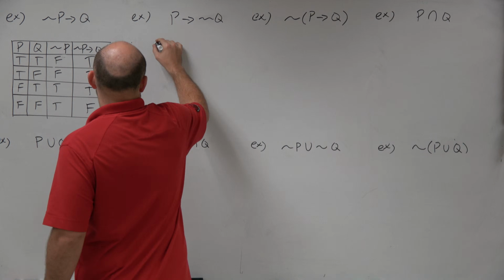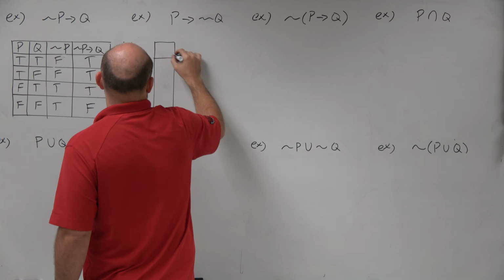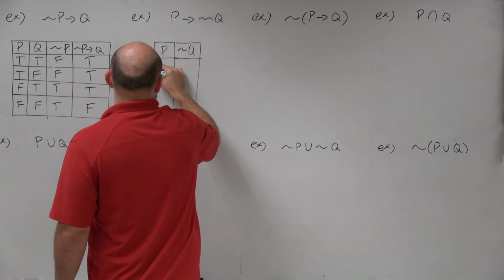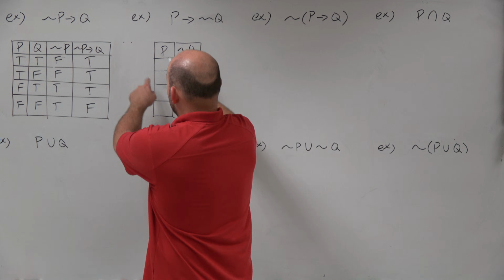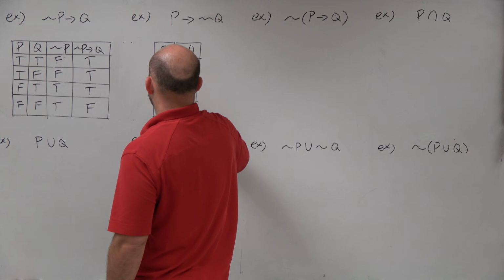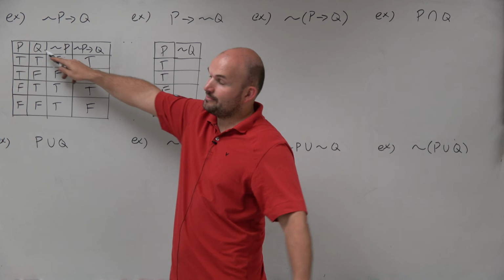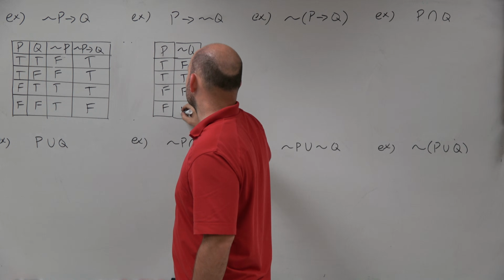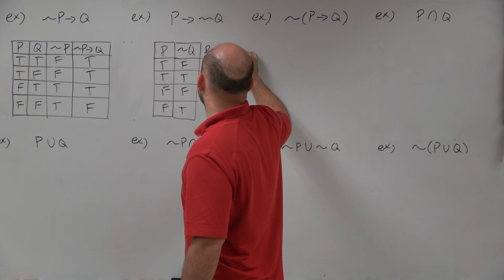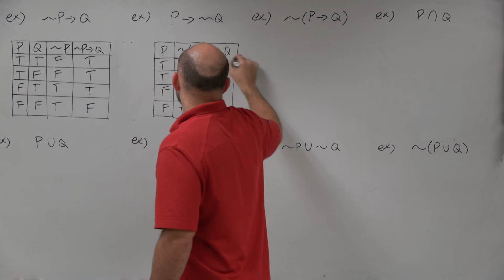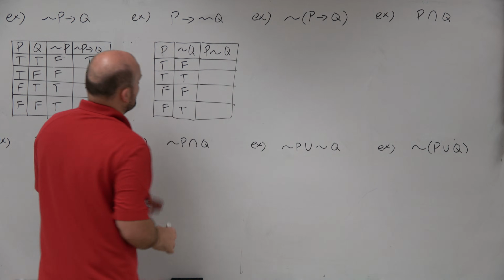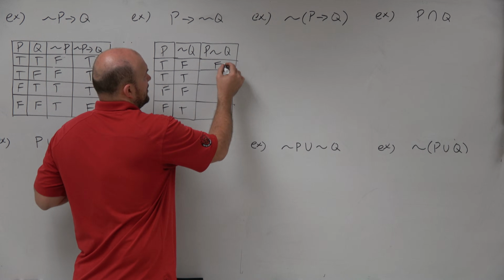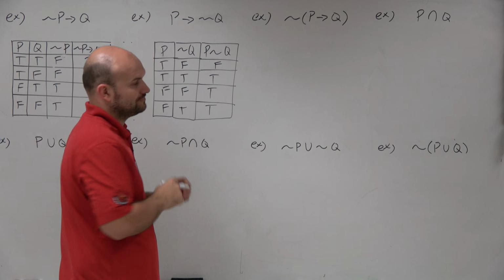In this next one, again, I'm going to list my P's, and now I want to find the opposite of Q. So for P, I'll do true, true, false, false. For the opposite of Q, I'm going to take the Q's from here and just do the opposite. So it's going to be false, true, false, true. Therefore, for if P, then not Q, I'm only looking for where it goes from true to false. You can see that happens right in the first one, true to false, so that means that's false. Then the rest of them are true.